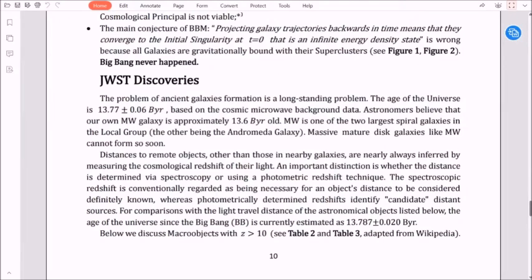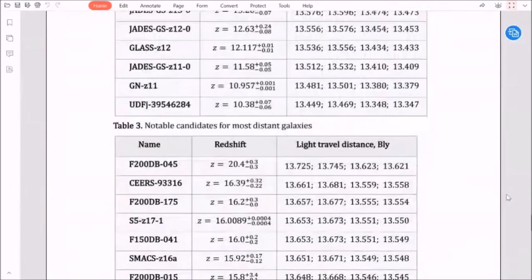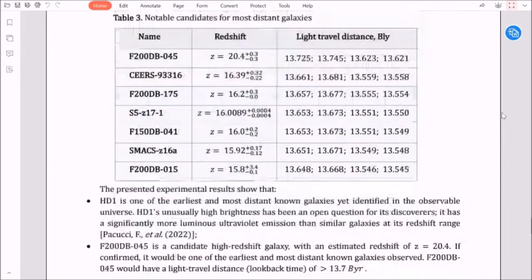For comparison with the light travel distance of the astronomical objects listed below, the age of the universe since the Big Bang is currently estimated at 13.787 billion years. Below, we discuss macro objects with Z over 10. In Table 2 are presented the results for most distant galaxies with spectroscopic redshift determination. The most interesting is HD1, we will discuss later. In Table 3 are presented notable candidates for most distant galaxies. F200DB045 is the most interesting in this group.